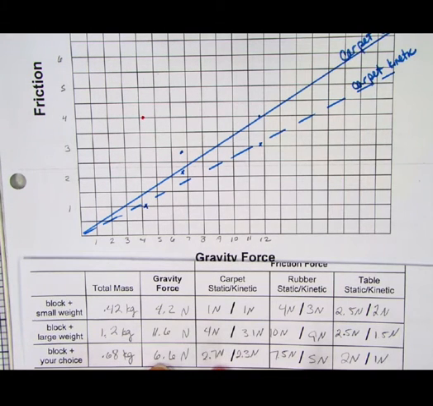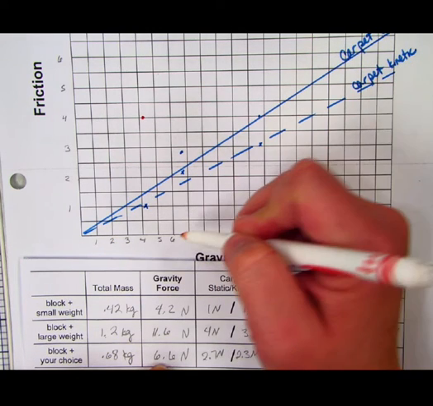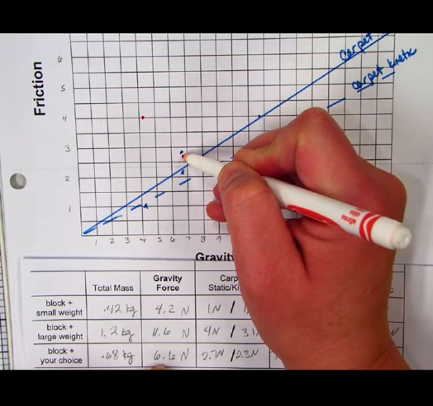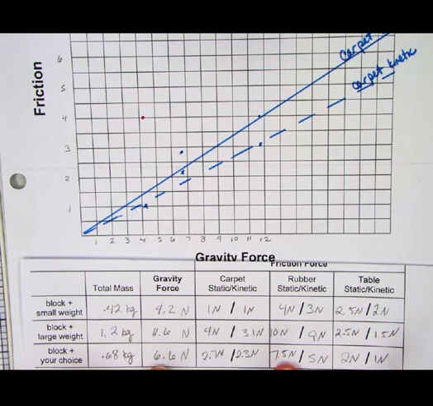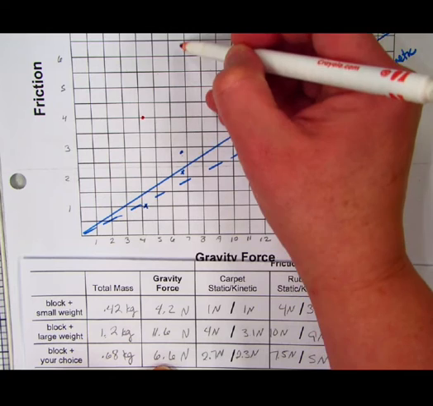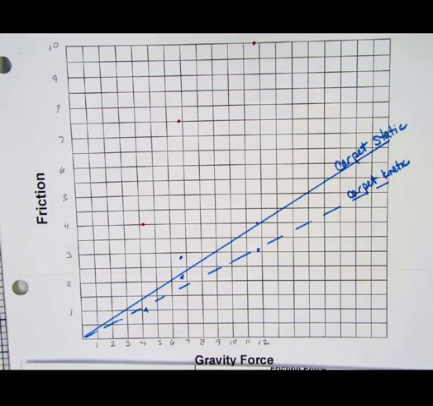Over to 6.6, up to 2.7, sorry, up to 7.5. So over to 6.6, up to 7.5. So now I have 3 red dots representing my static friction for my rubber mat.